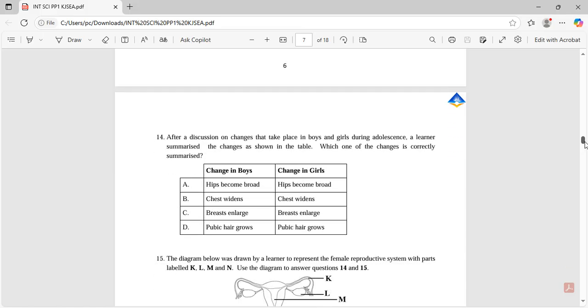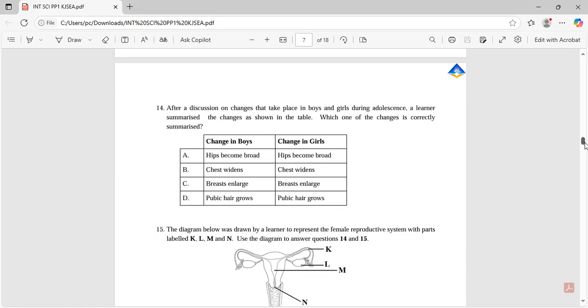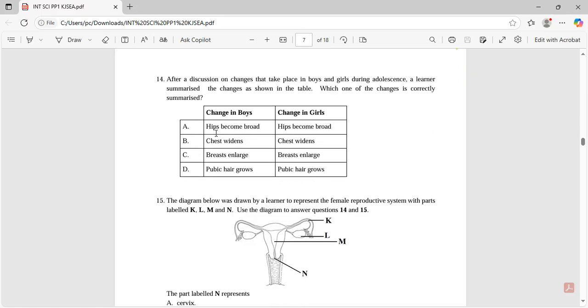After discussion of changes that take place in boys during adolescence, a learner summarizes the changes as shown in the table. Which one of the changes is correctly summarized? You eliminate: boys' hips become broad, girls' hips broad, no. Boys' chest widens, yes. Girls' chest widens, no. Boys' breast, no. Boys' pubic hair grows, and also in girls it grows. So you give it D. Choice D. 14 D.